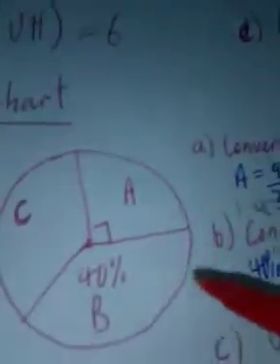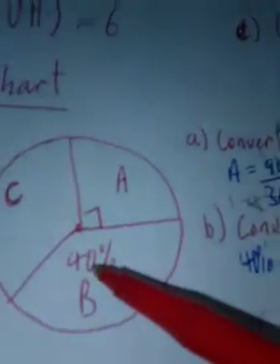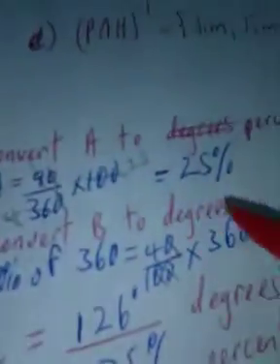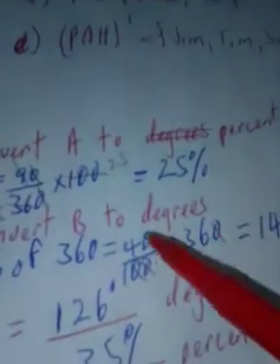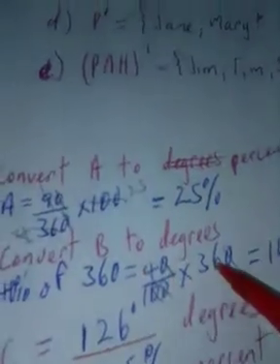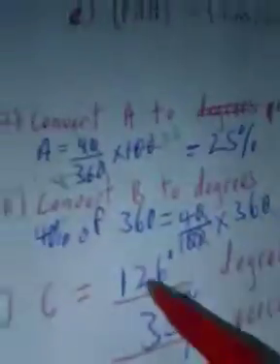All right. Convert B to degrees, so B. So I have to change 40% to degrees. The word percent means out of 100. 40 out of 100 times 360. I cancel a 0 here, cancel a 0 here. 36 times 4 is equal to 144 degrees.